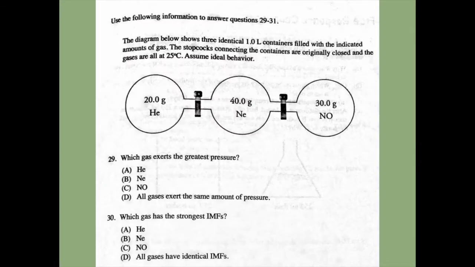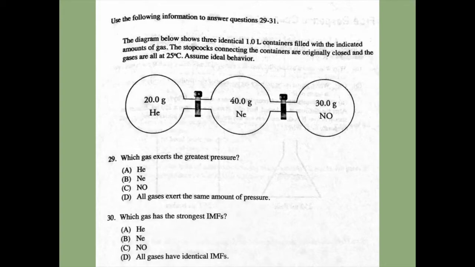In 29, okay, so if we look at this, what's going to happen is each of these containers has a volume of 1 liter. If you open up the stopcock, then all of those gases can mix together. They're not going to interact with each other, so ignore that fact and don't let that freak you out. The main point is that if you open the stopcock, the total volume will become 3 liters. Okay? So in 29, it says, which gas exerts the greatest pressure?